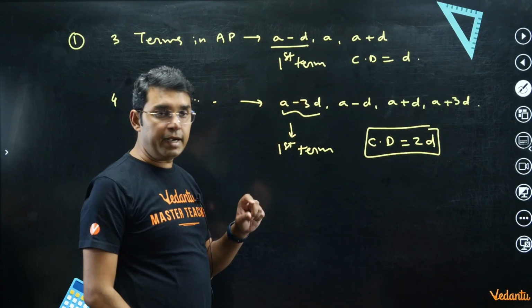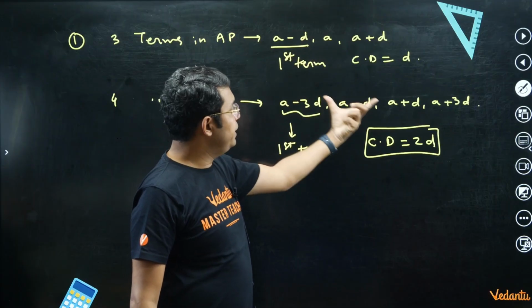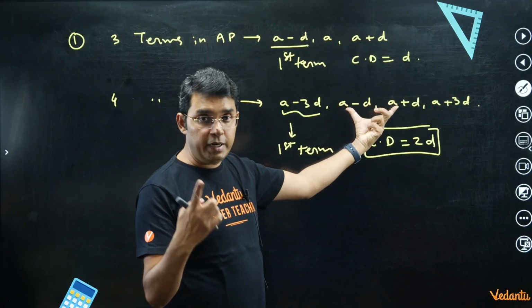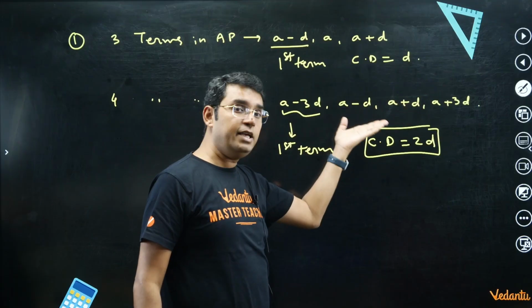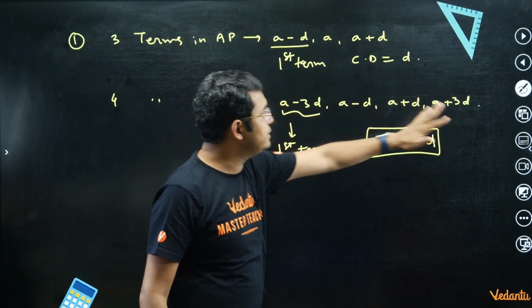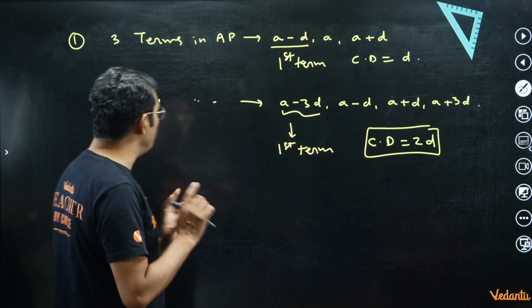The idea is to take terms symmetrical about the mid-term. Mid-term here is A, but because of four terms, there is no mid-term, so we have taken two terms as mid-terms. You can say symmetrically A plus D, A minus D, then A plus 3D that side and A minus 3D this side. So common difference will not be D, it will be 2D.